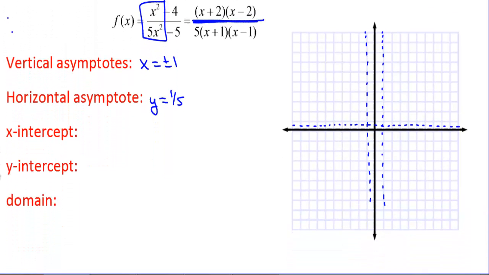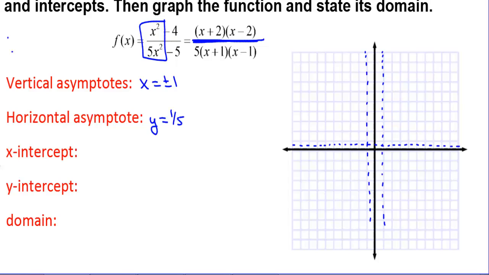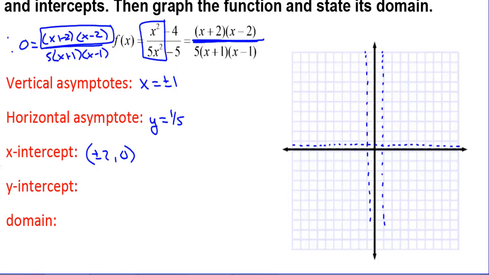X-intercepts. To find x-intercepts, you plug 0 in for y. So we have 0 equals x plus 2, x minus 2 over, this doesn't really matter for finding x-intercepts, because we want to know, well, what makes the top 0? That's how you make a fraction 0. It's the top. So we have x-intercepts at plus or minus 2, 0.